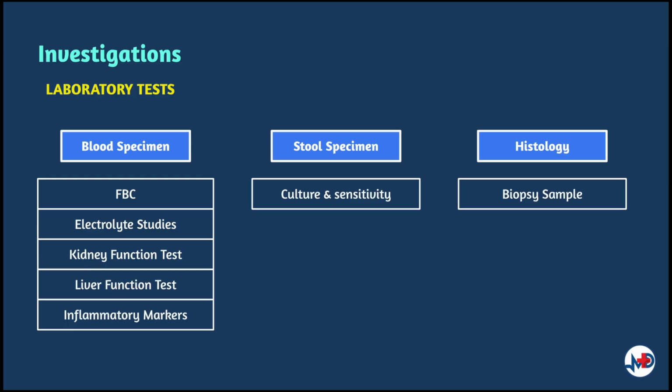As for lab tests and endoscopy, we look at blood specimens. A full blood count is done to check for anemia or thrombocytosis, which is occasionally seen. Electrolyte studies and kidney function tests are done, as chronic diarrhea may be associated with hypokalemia, hypomagnesemia, and kidney injury.